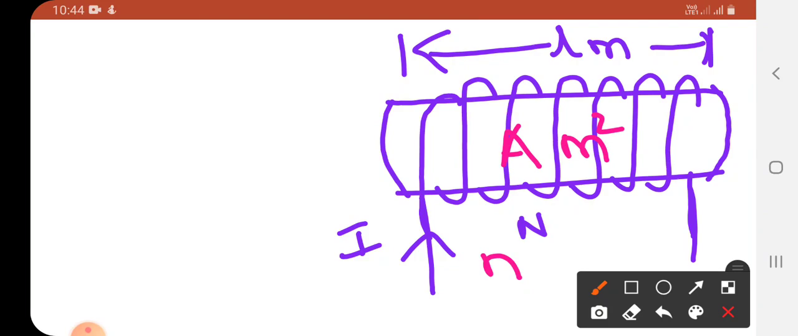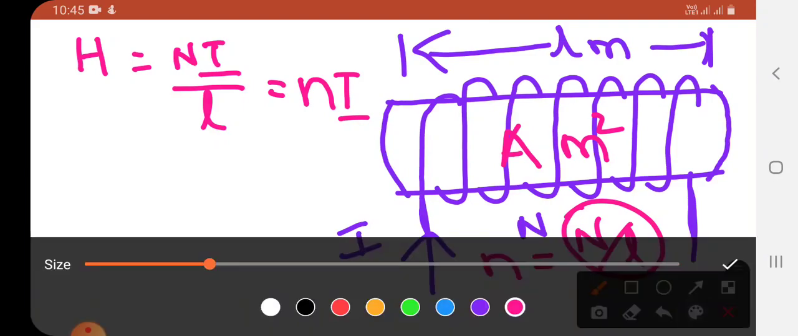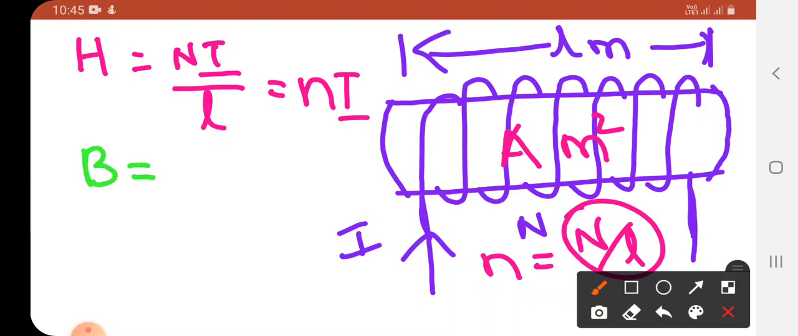Then what is H here? H is equal to magnetic field intensity. H is given by N I by L. But here we know that small n is equal to capital N by L. So hence I can write this equation as H is equal to small n into I. Then what is the value of B, the magnetic flux density? The magnetic flux density is given by B is equal to mu naught into H, that is, B is equal to mu naught n I.